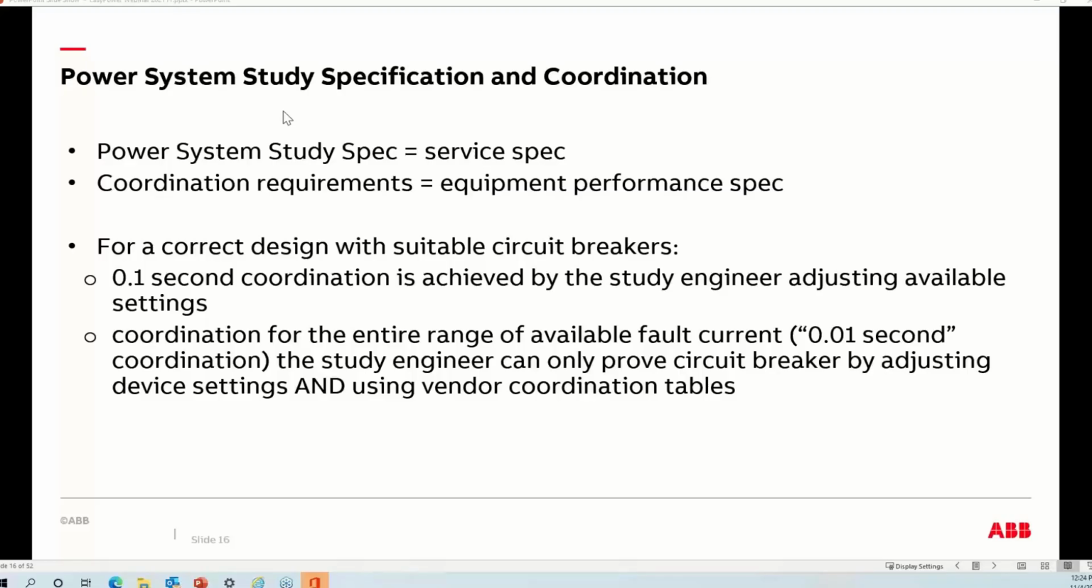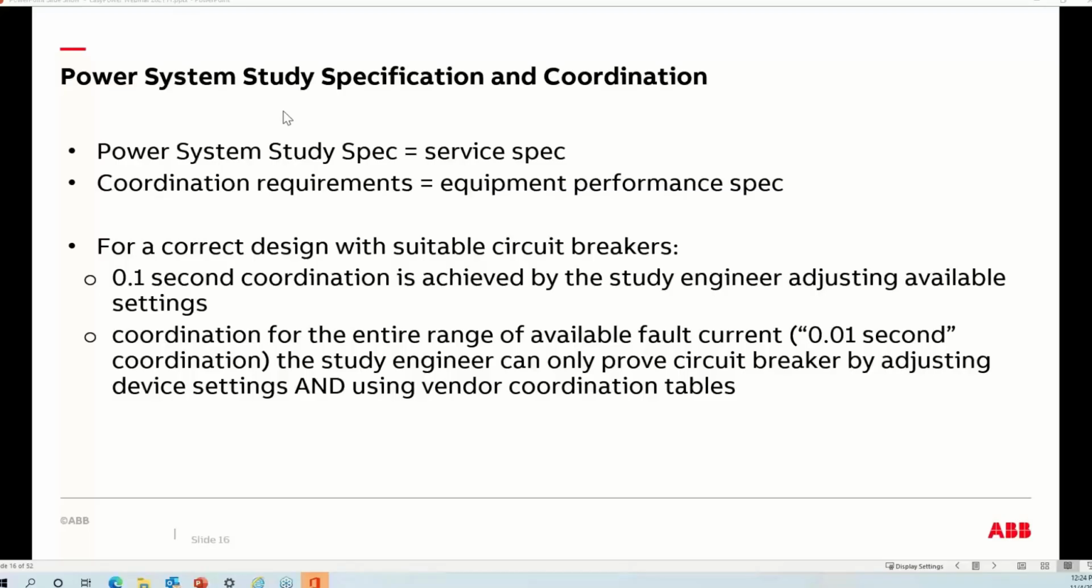Realize that the power system study spec is a service spec, right? A study is going to be done and a report is produced and delivered. Whereas coordination requirements are really an equipment performance spec. So certainly it makes more sense to put the coordination requirements in one location, as opposed to saying all the coordination requirements and putting that in your switchboard, your switchgear, your panel board spec, right?